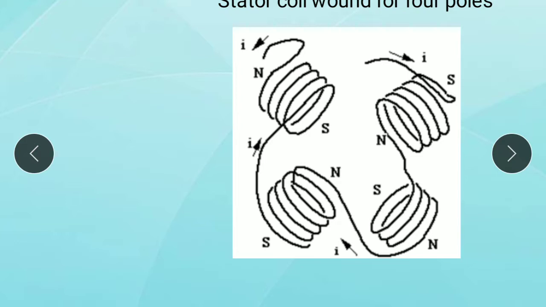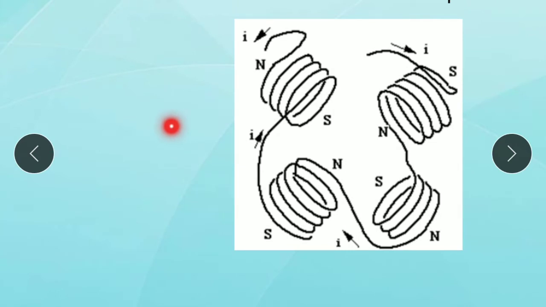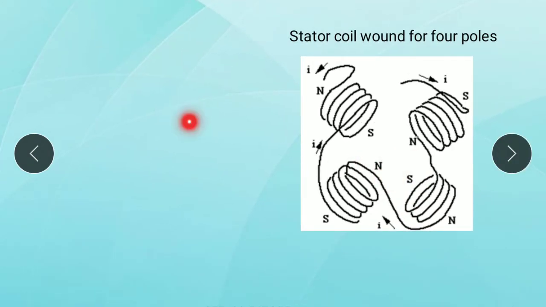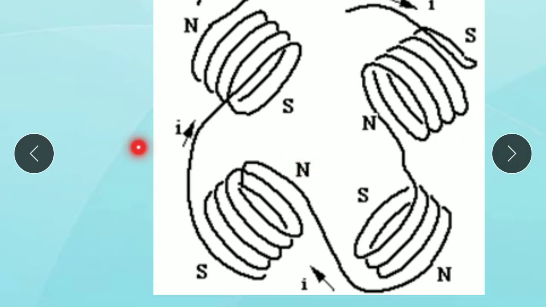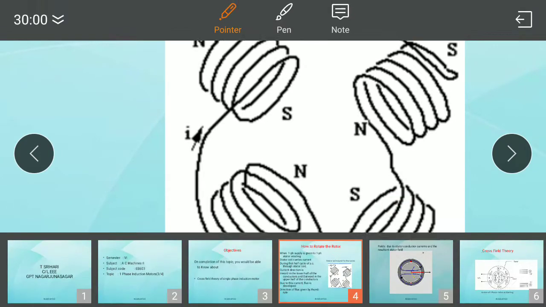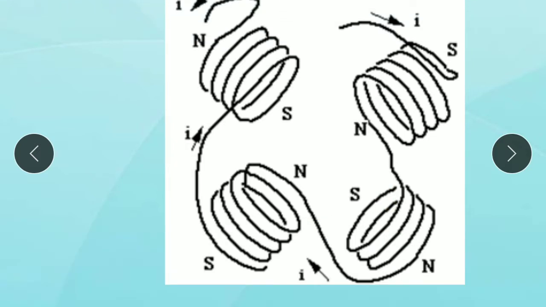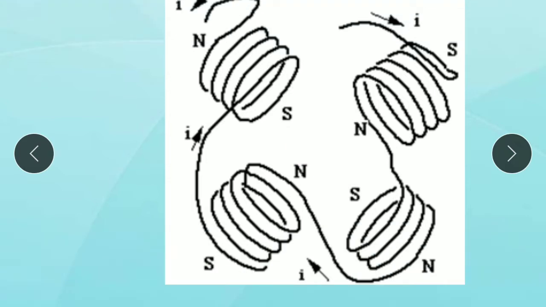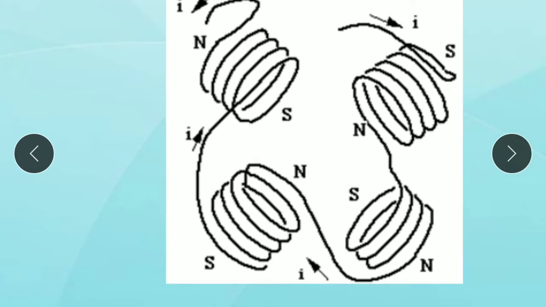After that, in this way, the current is in this direction here. Very particularly observe this one. Here current is in this direction, and here in this winding current is in this way. Here the current is entering in this way, so the pole is north pole. Here the current is entering in this way, so here the pole is south pole.